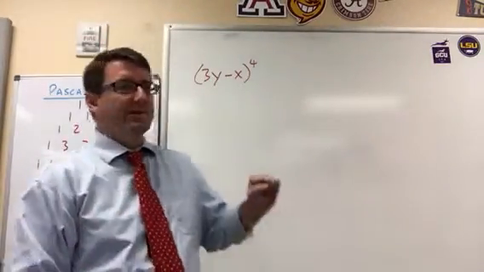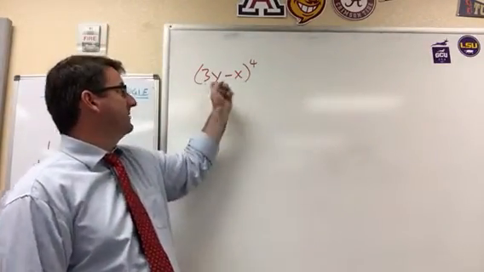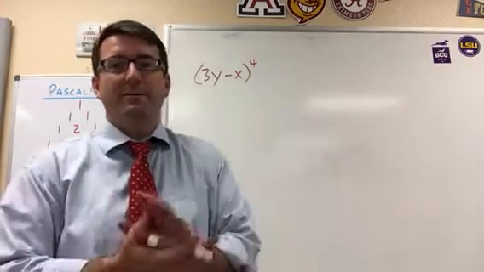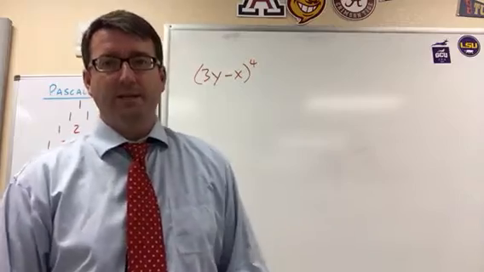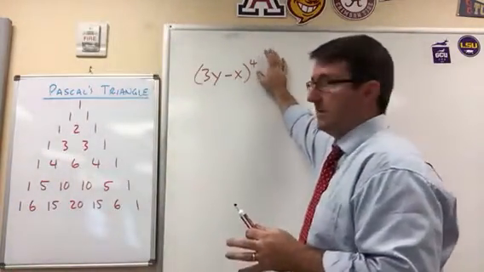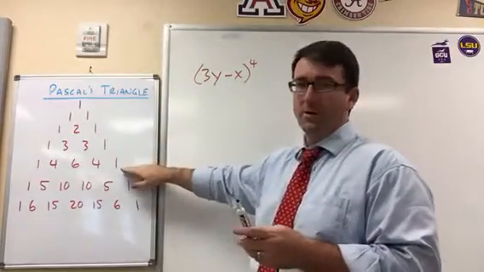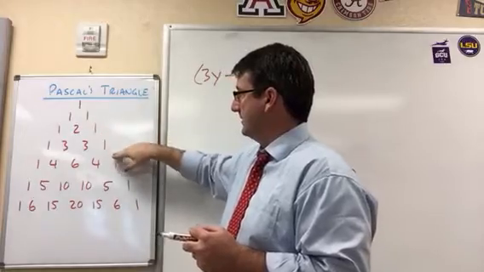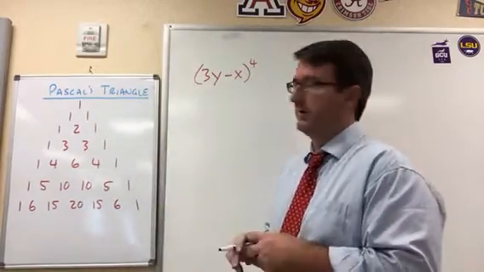All right, number 10, we're given this expression, (3y - x)^4, and we're asked to expand that completely. The first thing we're going to do is notice that we're taking this to the fourth power, so we're going to go to row 4 of Pascal's triangle. Remember, this is row 0, this is 1, 2, 3, and row 4 right here.